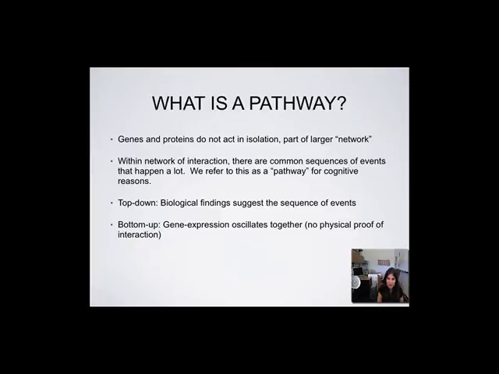So these pathways can be constructed in different ways. Top-down pathways are constructed based on biological findings that suggest what the sequence of events is. And bottom-up pathways use gene expression oscillation, so what genes get upregulated or downregulated together, which genes work in sync or have the opposite reaction but always in sync, to construct a pathway based on gene expression, even though there might be no physical proof of an interaction.